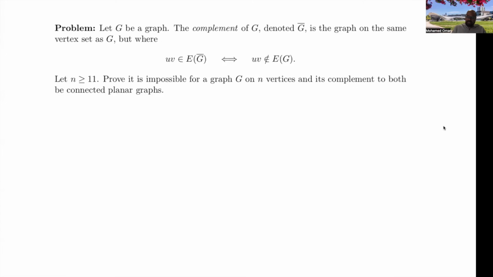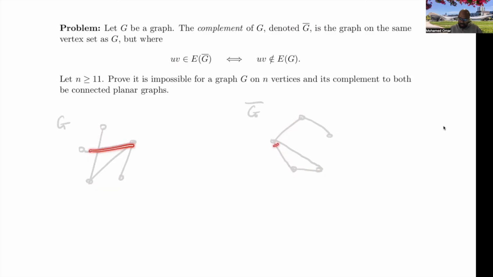Okay, so the first one has to do with the idea of a complement of a graph. So let G be a graph. The complement of G, usually denoted like this, is the graph on the same vertex set as G, but where UV is an edge of the complement if and only if UV is not an edge of the original graph. So what you're doing with a complement is, maybe I'll draw this in gray because it's not part of the solution to the problem we're going to pose. If you have a graph G that looks like this, for instance, then its complement is the graph on the same vertex set, but where anytime you see an edge between two vertices, you don't see it in the complement, and vice versa. So these two will have an edge between them, these two will, these two will, and these two will, and that's it. Every time we have an edge here, we don't see an edge here.